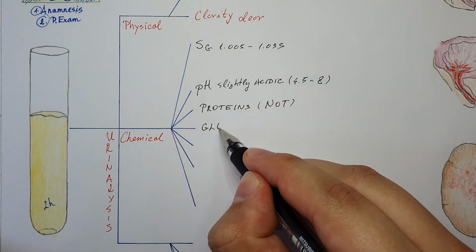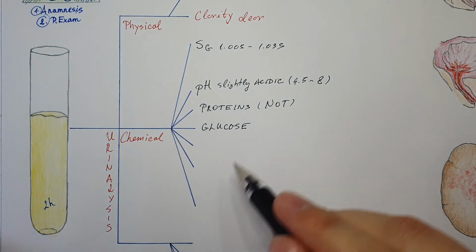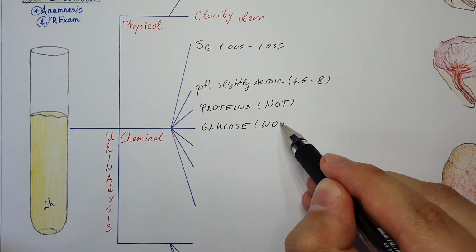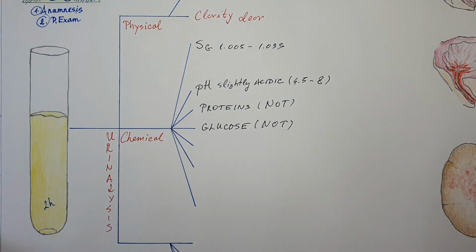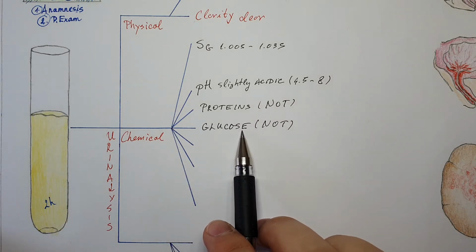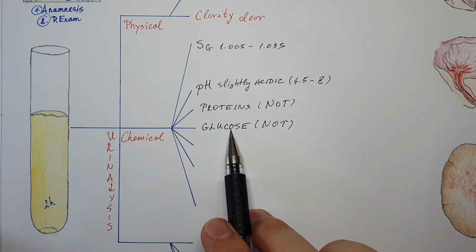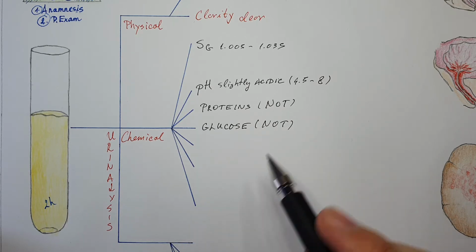Glucose, also very important. So glucose is not present in the urine normally. Only if we have a high amount of blood sugar, in diabetes, a high amount of glucose in our blood, we can have glucosuria. So glucose in the urine. Normally, it is not present.